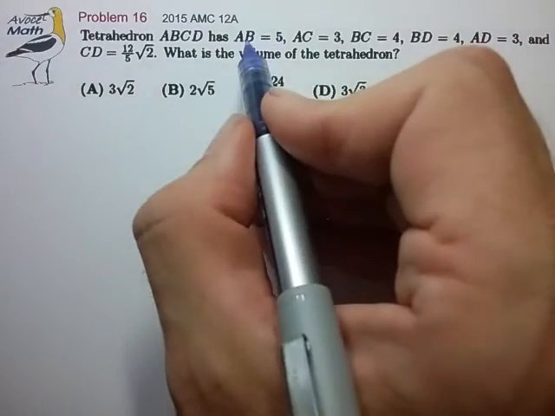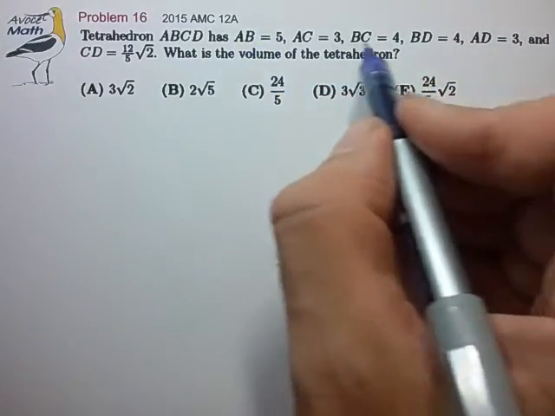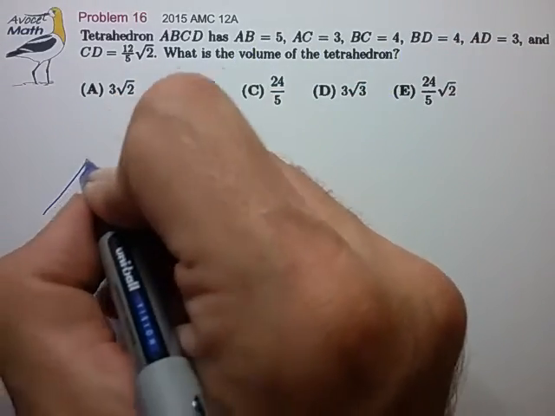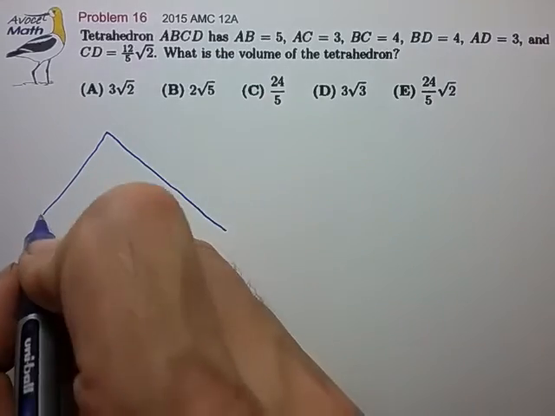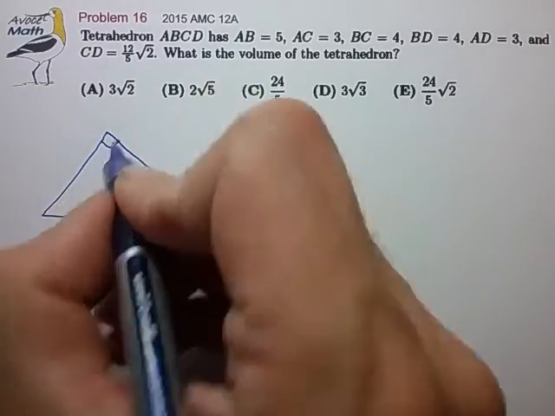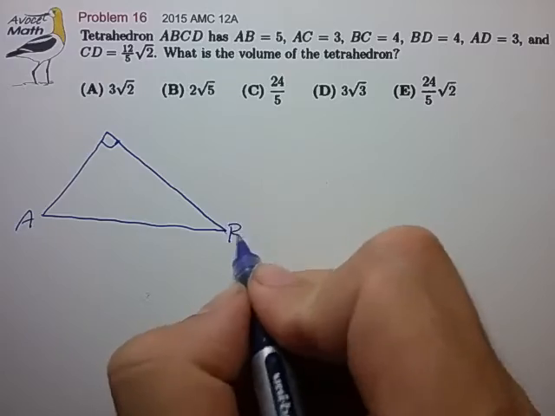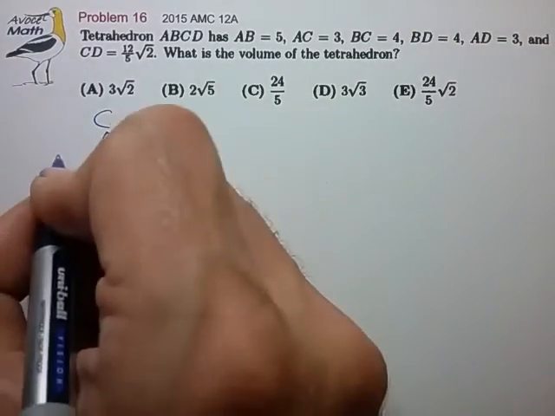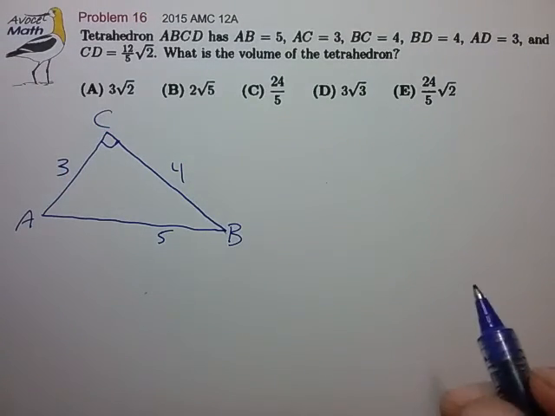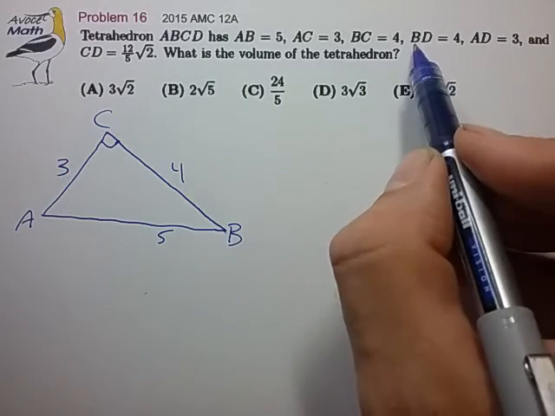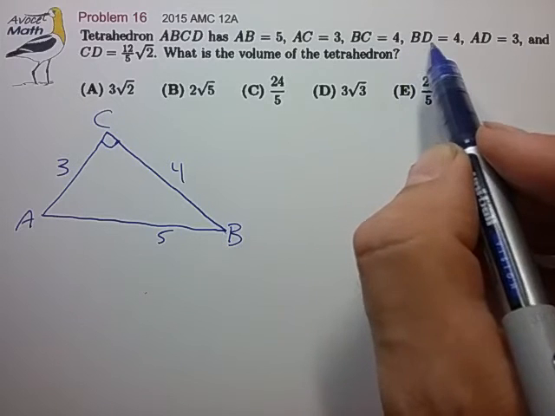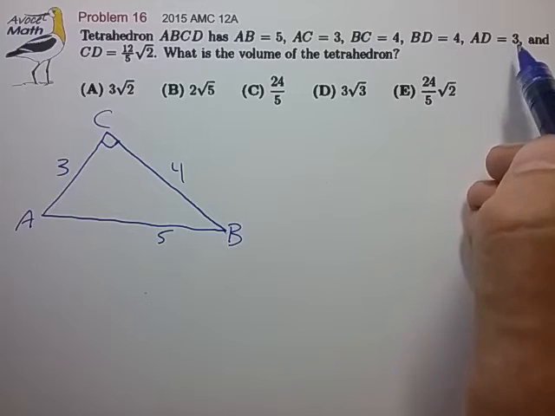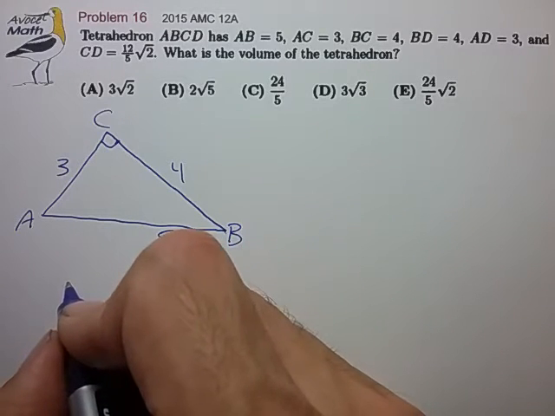And one thing I notice is that we have a 3, 4, 5 right triangle on the face ABC. So let's draw that in to try to get this started. So that's A, B, and C, and that's a 3, 4, 5 right triangle. And it also looks like we have the side BD 4 and AD 3, so that looks like a 3, 4, 5 right triangle as well. So let's draw that in.